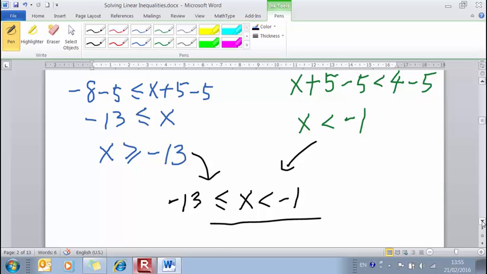Now we have come to the end of solving linear inequalities. In conclusion, the method of solving linear inequality is the same as solving linear equation. Do bear in mind that we have to flip the inequality sign when you multiply or divide by a negative number. Now you can complete example 6, 7, 8 and 9 in the chapter 5 notes.